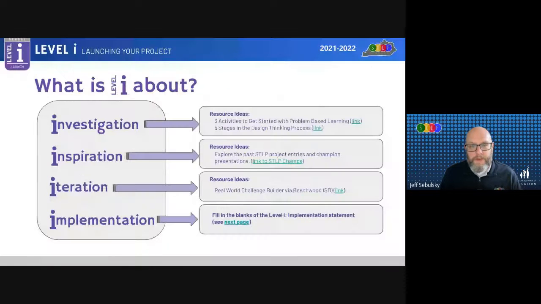So let's jump in. Level I, that first level, which is kind of what's happening in school right now, is investigation, inspiration, iteration, and ending up with the implementation phase. Through the investigation, this is your chance to get kids to kick off that idea and brainstorm. What's our project going to be about? How are we going to make this happen?